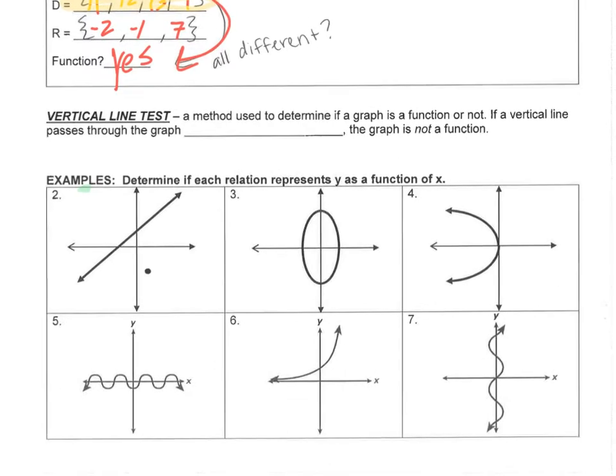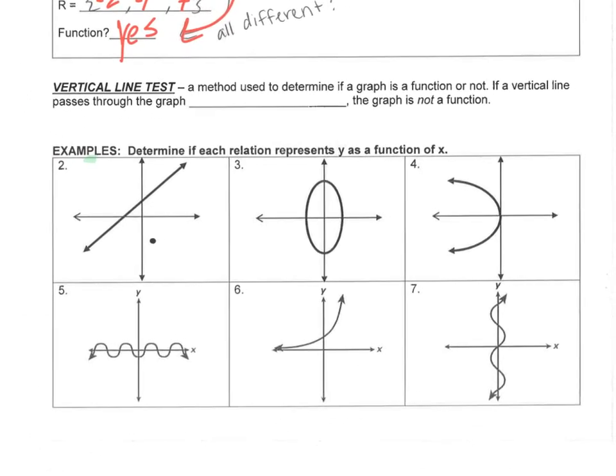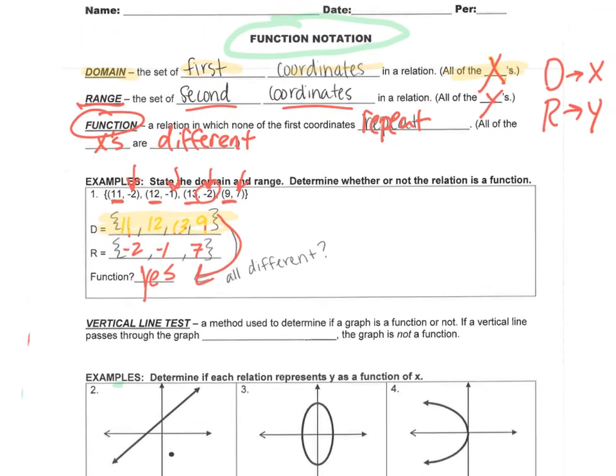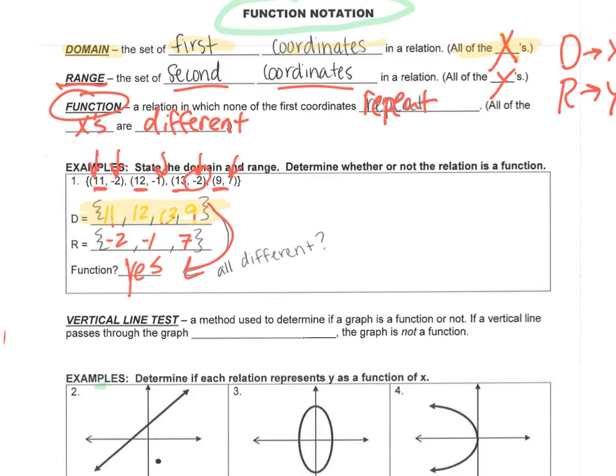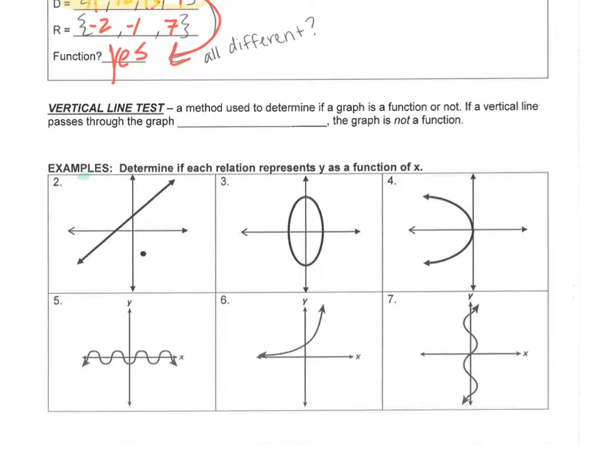Now, there's something called the vertical line test. The vertical line test is a way that we decide if something is a function by running a vertical line across it. Here we're deciding if it's a function by looking at the x values. But here we're taking a look at the graph, and we're going to do the vertical line test to decide if it's a function. You use this method to determine if a graph is a function or not. If a vertical line passes through the graph more than once, then the graph is not a function.